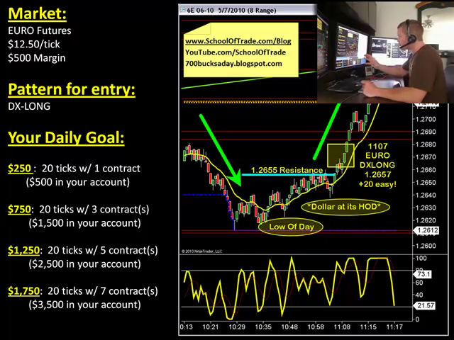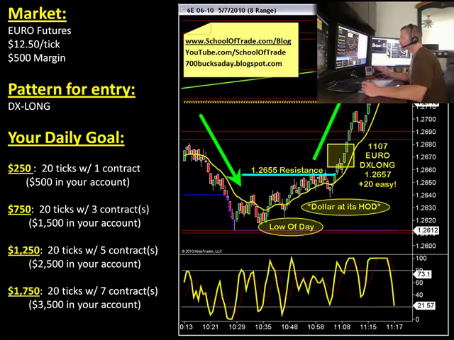Now the euro futures tick at $12.50 per tick. So they're not going to be the same as your Russell or your gold or your crude, which of course tick at $10 per tick. This is $12.50 US per tick, and it only requires $500 for margin. So margin is really, really cheap, which means to trade one contract, you need $500 in your account.